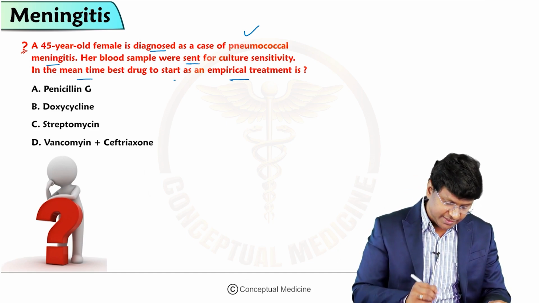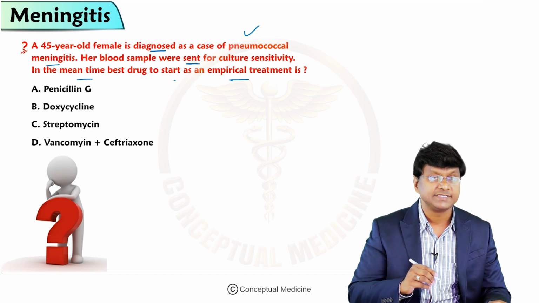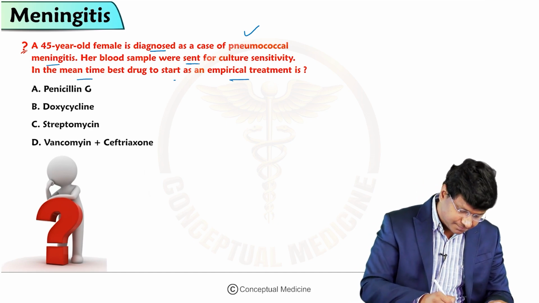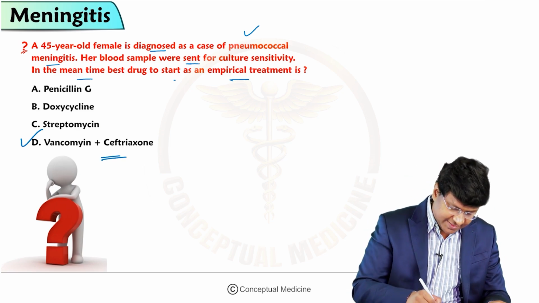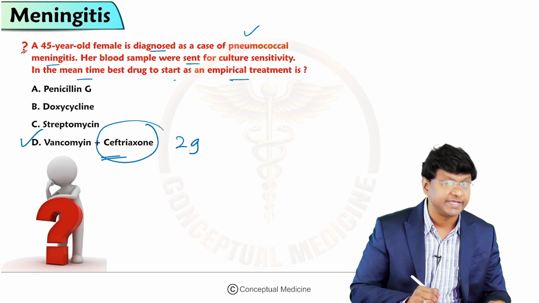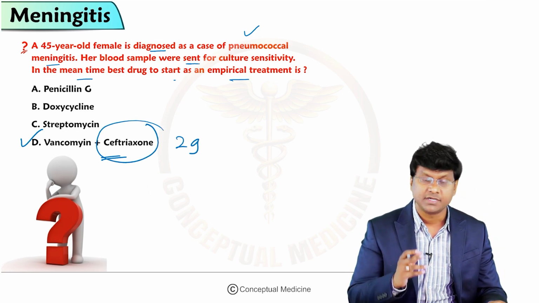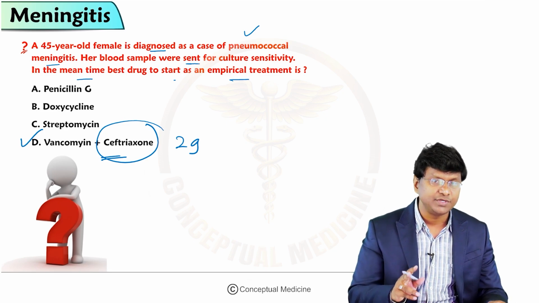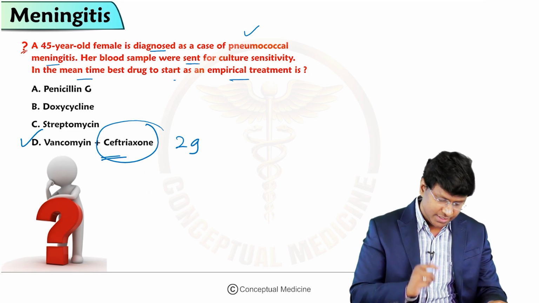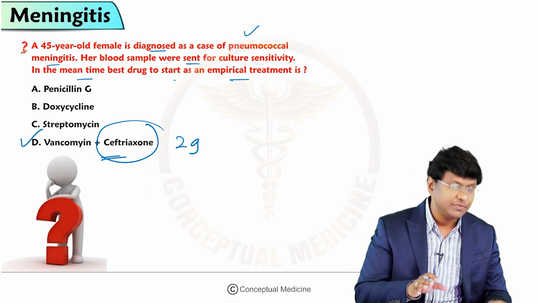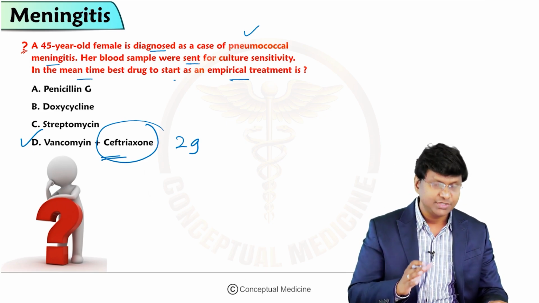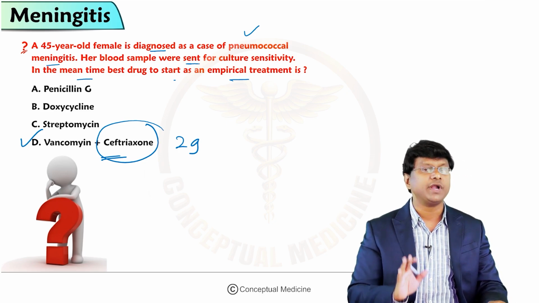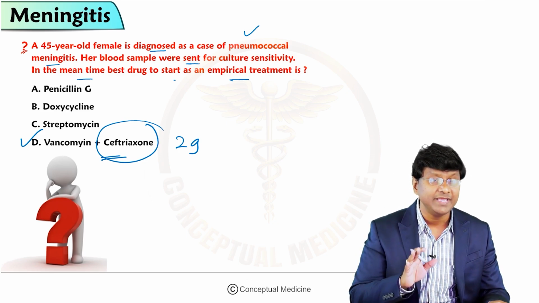Let me tell you, the empirical treatment in case of bacterial meningitis is to start vancomycin plus ceftriaxone. This ceftriaxone you need to give 2 grams intravenously because it has to cross the blood-brain barrier. 1 gram will not cross the blood-brain barrier. You need to give 2 grams to ensure that ceftriaxone crosses it. So you start with vancomycin and ceftriaxone, and once the culture and sensitivity appears, you give that particular antibiotic according to the culture and sensitivity. Right, it will be the ceftriaxone.